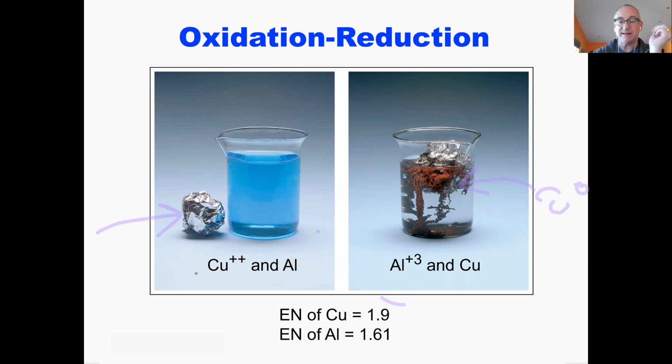Well, it happens because the electronegativity of copper is greater than the electronegativity of aluminum. So copper pulls on those electrons of aluminum more than aluminum can pull on them itself. And so if it pulls on them stronger, it's going to pull them away. And so aluminum will oxidize the copper. And when it oxidizes the copper, it reduces itself. So copper is the oxidant or the oxidizing agent, and aluminum is the reducing agent or the reductant.